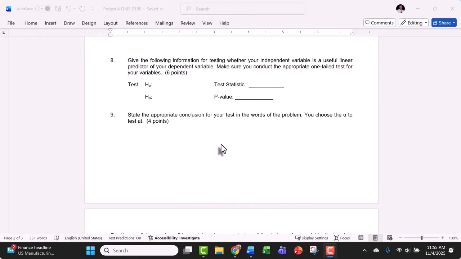Get the test statistic off the printout. Get the p-value off the printout. Be careful with your p-value, though. We've talked about that in class. And then state the appropriate conclusion for your test. You choose alpha. Anything between 0.01 and 0.10 is appropriate. But give me your alpha, give me your conclusion, whether you reject or fail to reject, and then the words. Tell me the words of the problem as they apply to your variables.